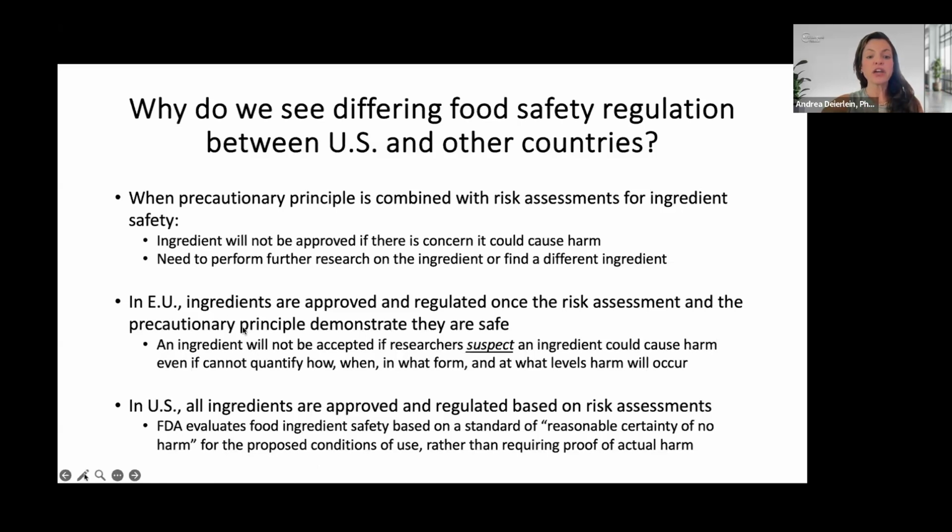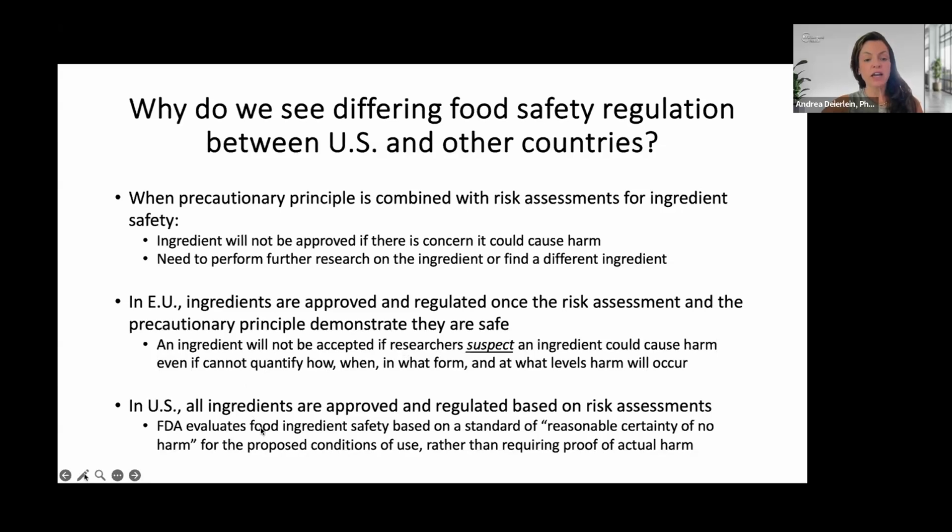So in the EU, ingredients are approved and regulated once the risk assessment and the precautionary principle demonstrate that the ingredient is safe. An ingredient will not be accepted if researchers or policymakers suspect that the ingredient could cause harm, even if they can't quantify how, when, in what form, or at what levels harm will occur.